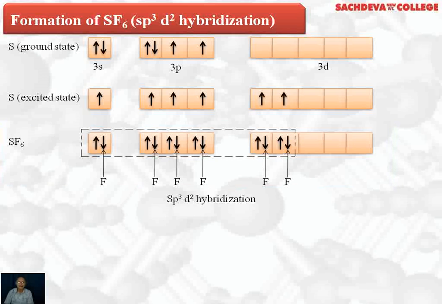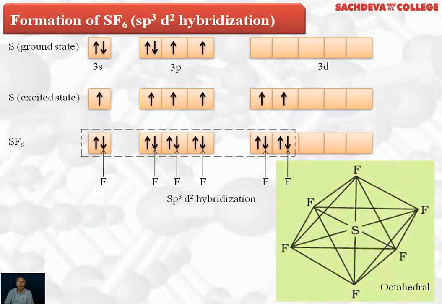First, before forming the bonds, they will undergo hybridization, and the hybridization will be sp3d2 hybridization. And after they undergo hybridization, they will undergo bond formation, and 6 sigma bonds they will form, and these sigma bonds will be directed in space along the corners of an octahedron. That is the reason that SF6 has octahedral shape.